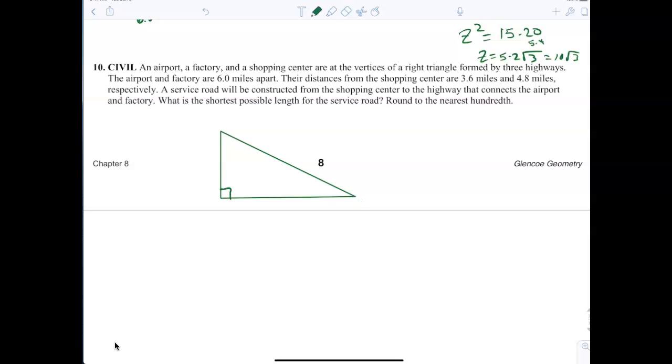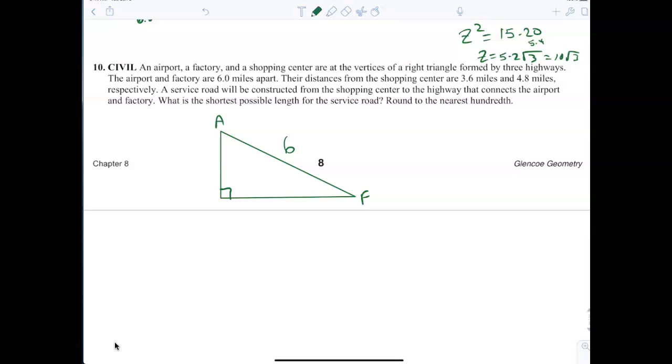Right, an airport, a factory, and a shopping center. Oh, it does say vertices of a right triangle. So the airport and the factory are 6 miles apart. The distance from the shopping center is 3.6 and 4.8. So the longest one is the airport and the factory, right? So that would be 6.